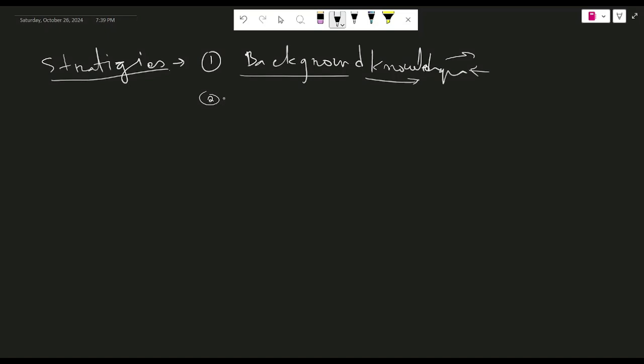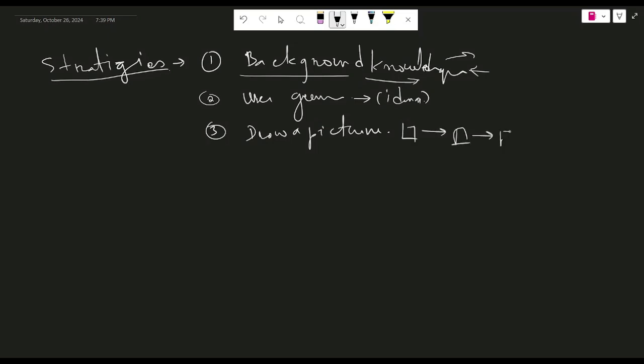The second one is use guesses. While solving a problem, some ideas pop up in your head and you go with your instinct. The third option is draw a picture. Like first I will do this, second I will do this, third this, fourth this. It's a kind of roadmap for the problem. So these are three strategies we can follow.